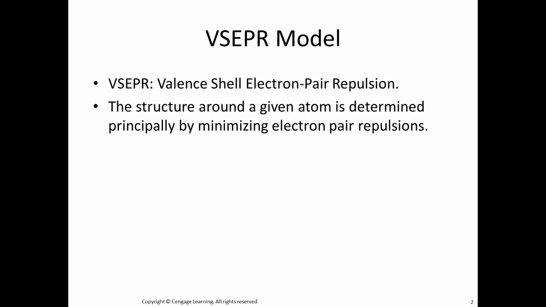VSEPR stands for valence shell electron pair repulsion, and here the structure around a given atom is determined principally by minimizing electron pair repulsions. So electrons are negative, they will repel each other. Chemical bonds, covalent bonds, which contain electrons, will spread themselves out so that they minimize those repulsions.